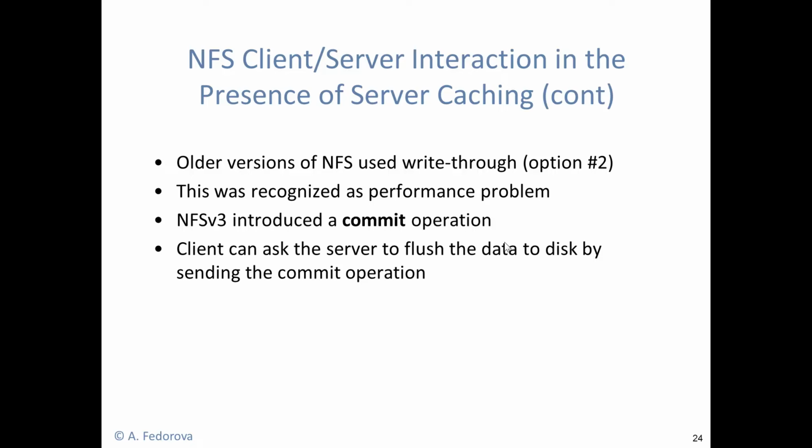So how does NFS solve this problem? All the NFS versions before v3, so v1 and v2, used the write-through protocol, so that's option 2, meaning that every time the client writes the data, the server flushes it to disk before responding to the client. And not surprisingly, this was recognized as a performance problem. NFS v3 introduced a specific commit operation, so the client can ask the server to flush the data to disk by sending the explicit commit operation.